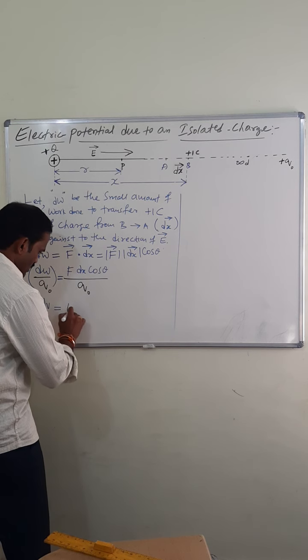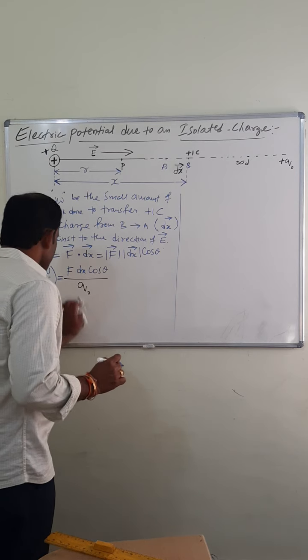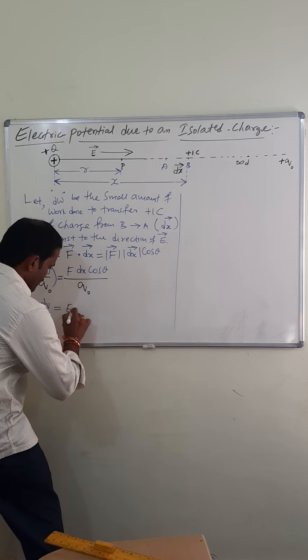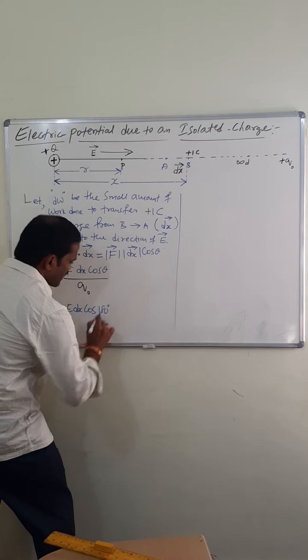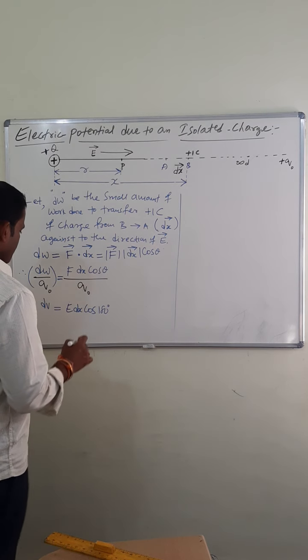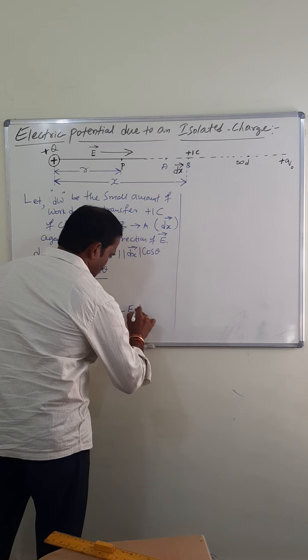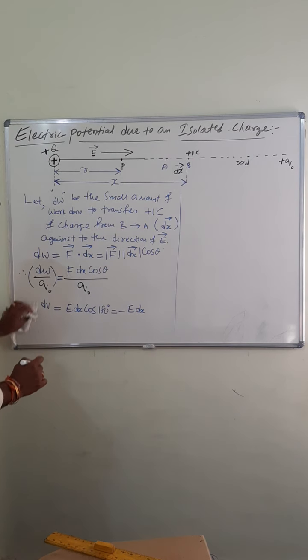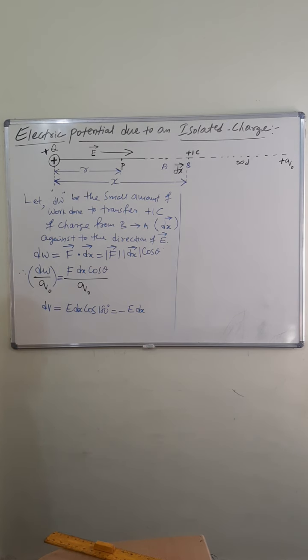Therefore, F by q naught is what is called E into dx. Can I write here E into dx into cos theta? The angle between the electric field and displacement is 180 degrees. Therefore, I can write minus E times dx. This is the small potential difference between the 2 points A and B in an electric field. Am I right or not?